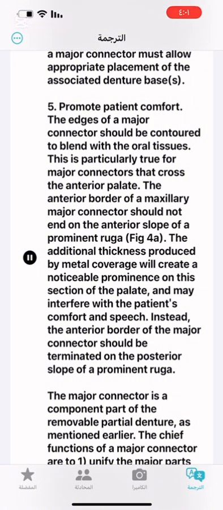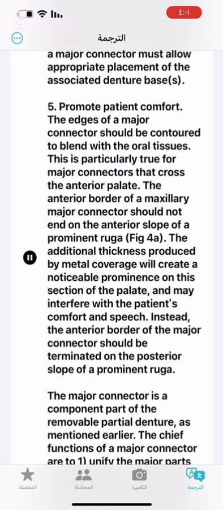Instead, the anterior border of the major connector should be terminated on the posterior slope of a prominent ruga. The major connector is a component part of the removable partial denture, as mentioned earlier. The chief functions of a major connector are to: 1.